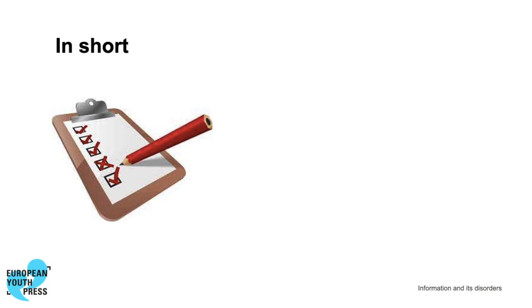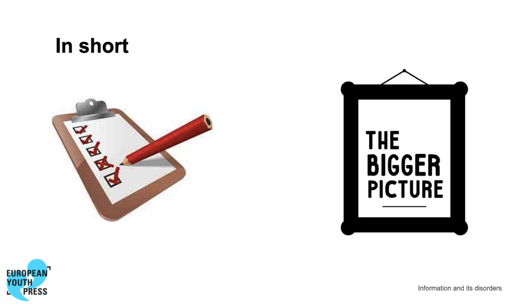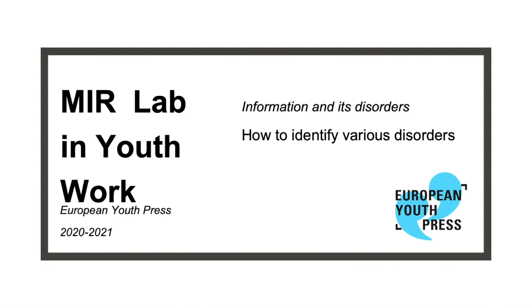In a nutshell, try to assess different aspects of the article individually. Then also remember to look at the information piece as a whole. These were some tips on how to think critically and consume critically in order to identify various information disorders.